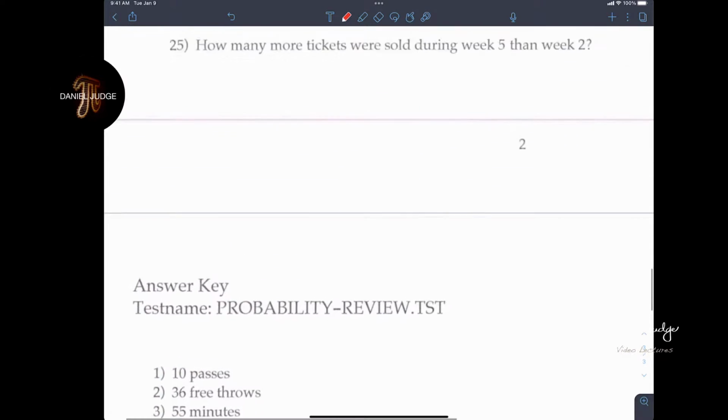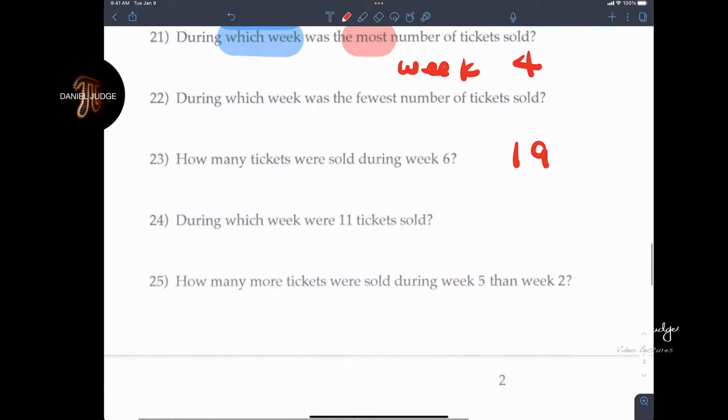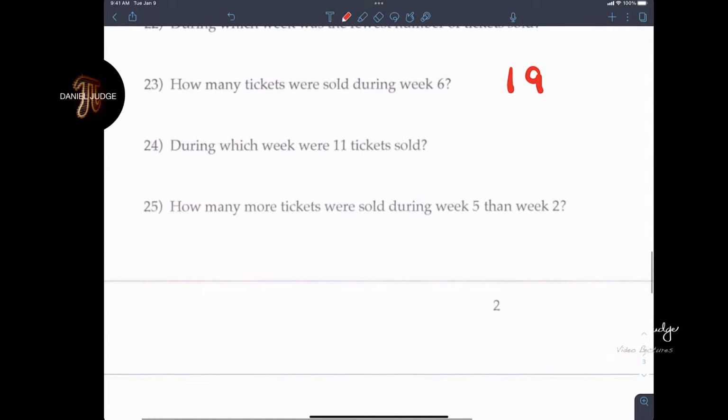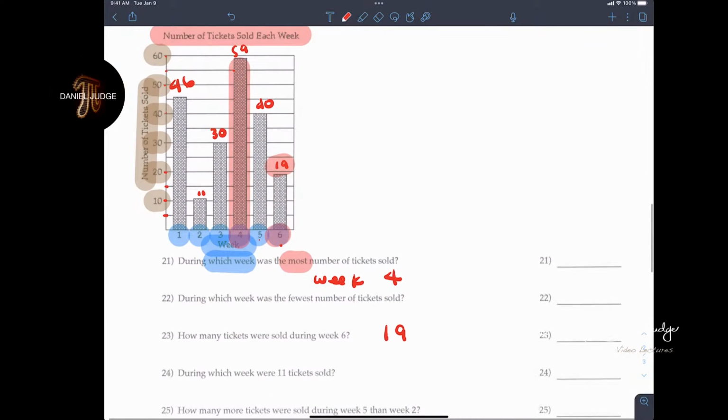Okay, number 25 now. Let's look at number 25 here. So 25 says, how many more tickets were sold during the 5th week than the 2nd week? Oy vey. That's a pretty good question. Why didn't I think of that one? How many more tickets were sold during the 5th week than week 2? So we're going to compare week 5 and week 2 now. I like that question.